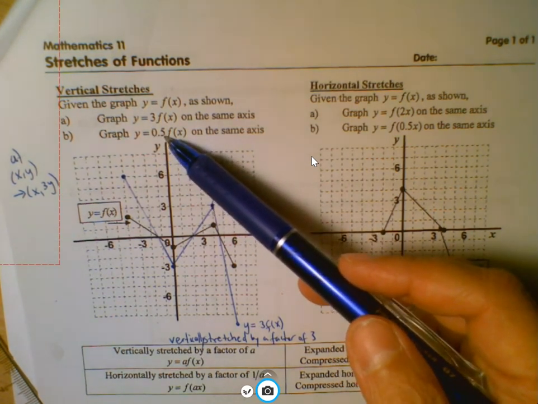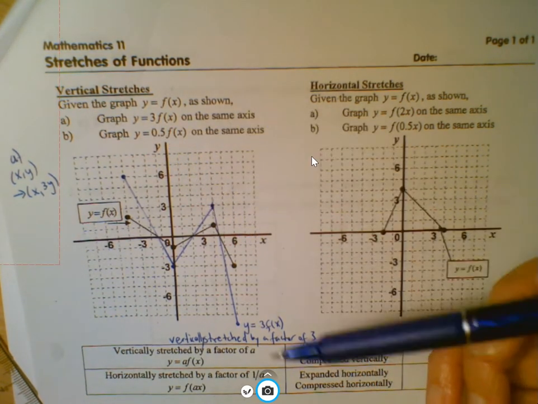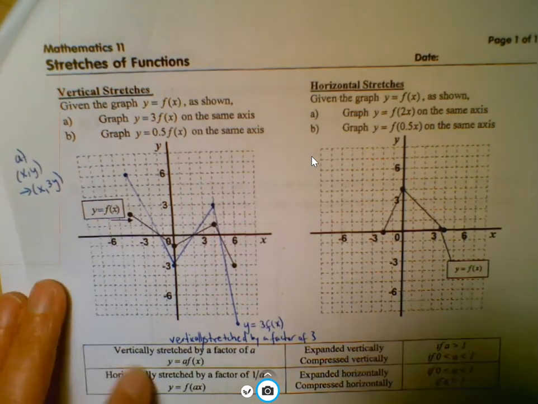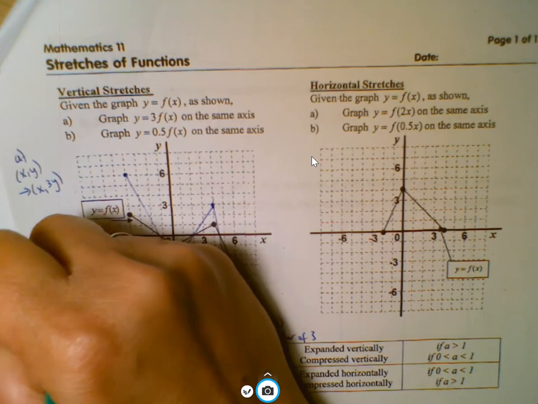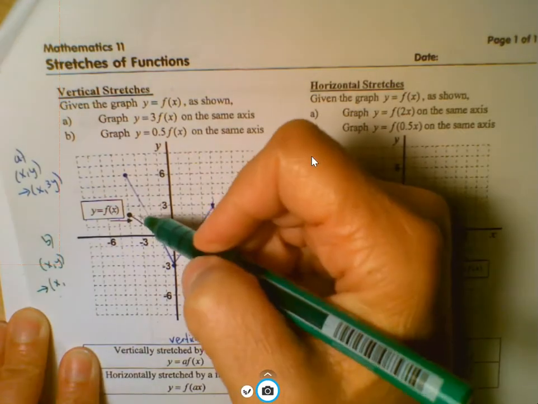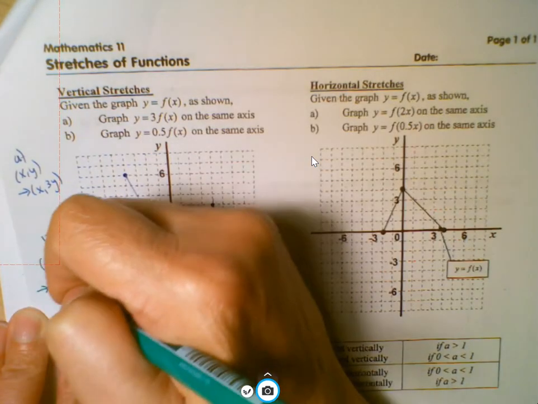The next one is 0.5 f of x. So again, let me switch pens. For this one, (x, y) is going to become (x, 0.5y). x is going to stay the same, and we're going to multiply all the y's by 0.5.